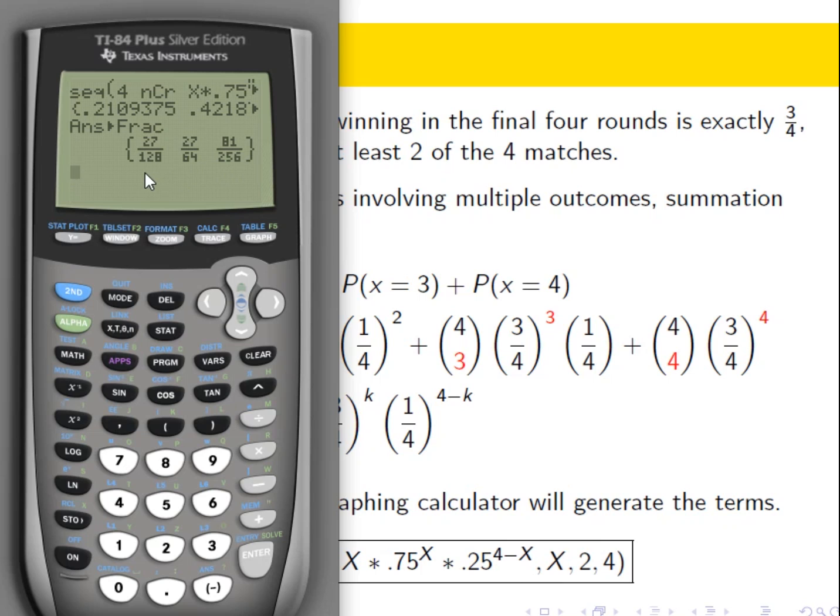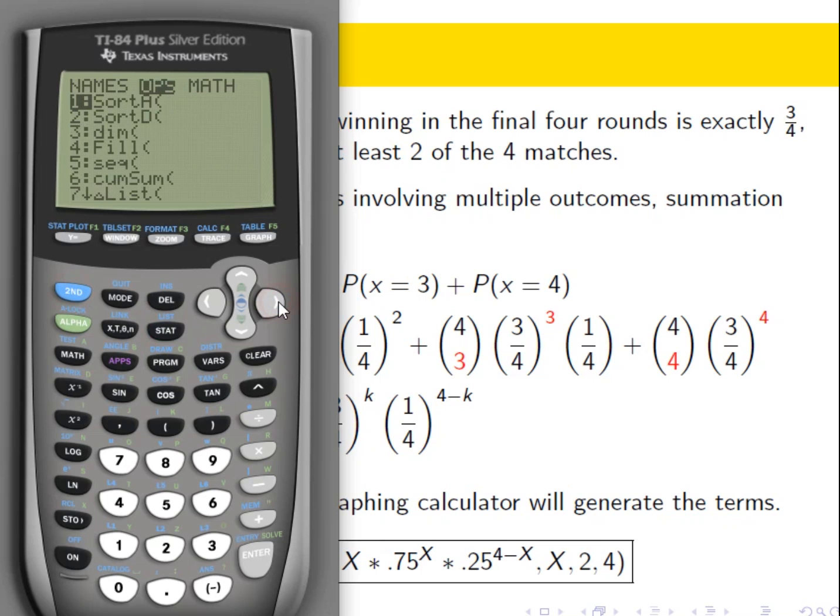And then that's not the answer, right? I know the individual probabilities for each of the 3 terms, but I need to sum them up. So here is how we do that. I just go back to second list. And if I go to math, I have this sum option. Okay, so it'll sum them up.